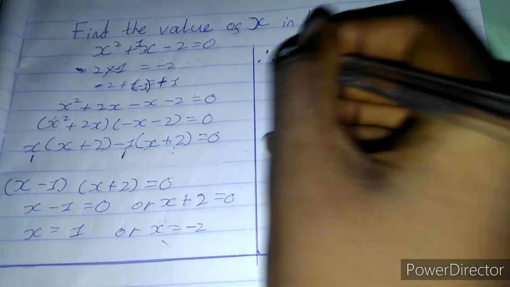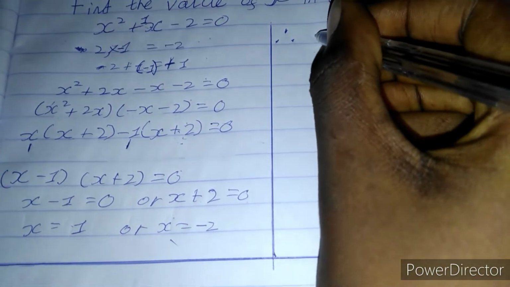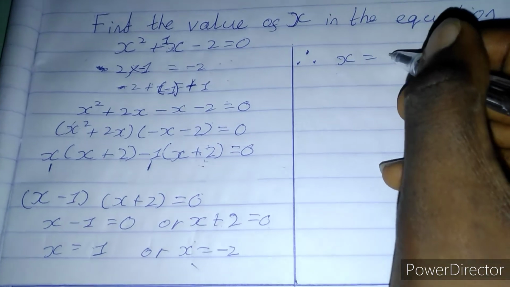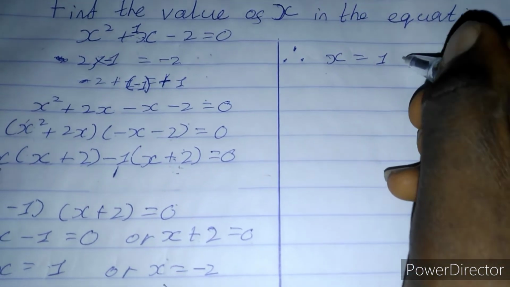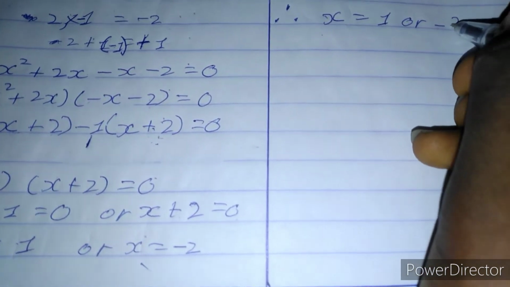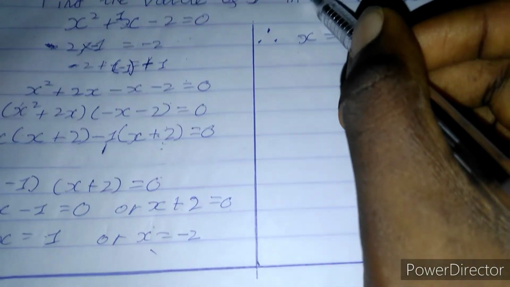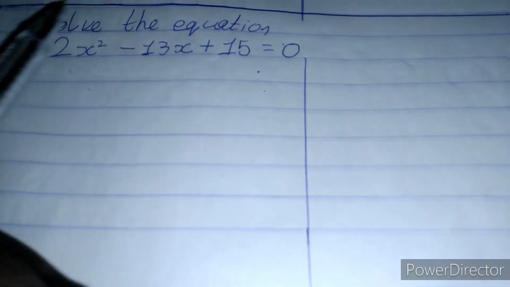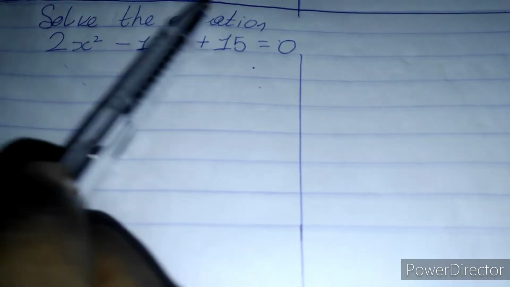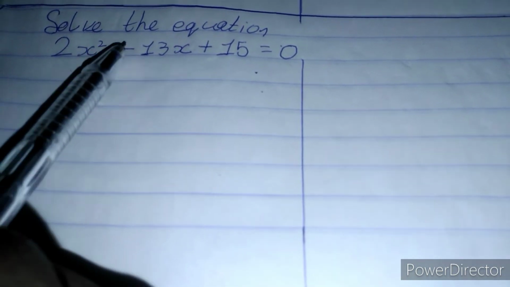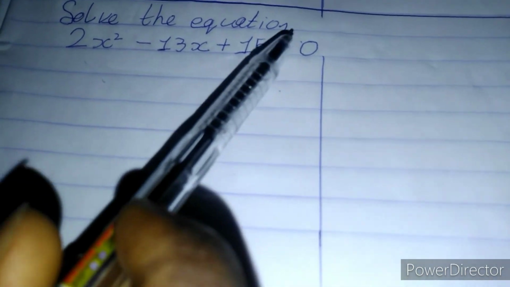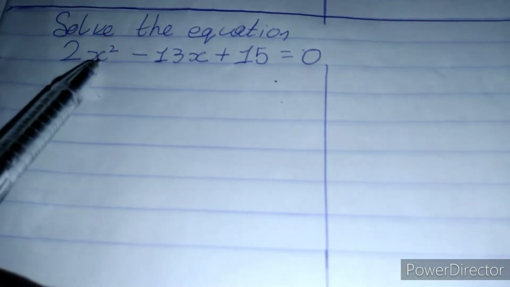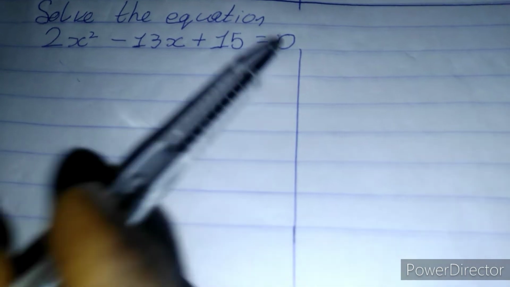Therefore, we can conclude our answer by saying x equals 1 or minus 2. So these are the values of x. Now we go into our third and final question for this video. Solve the equation 2x squared minus 13x plus 15 equals 0.